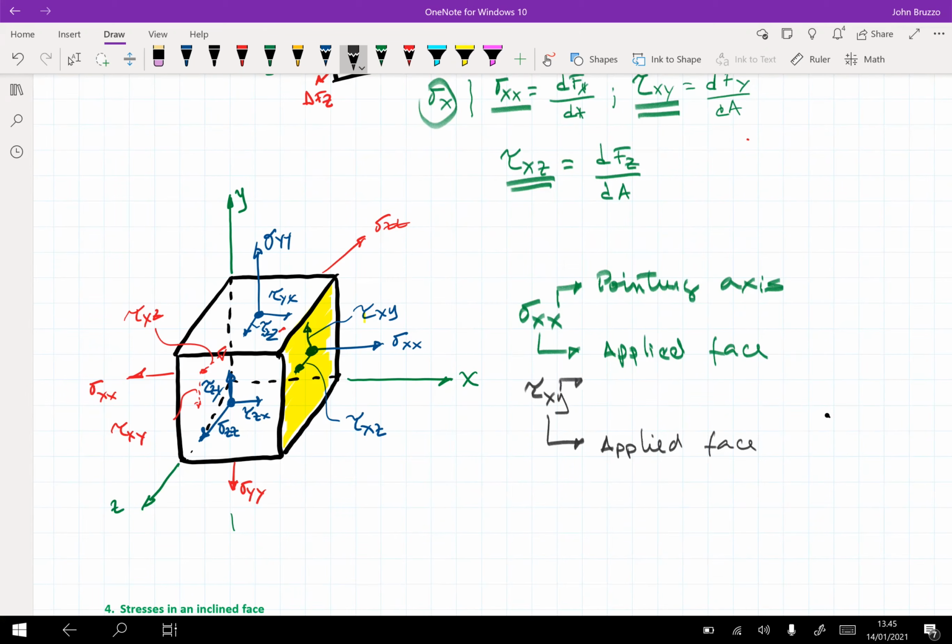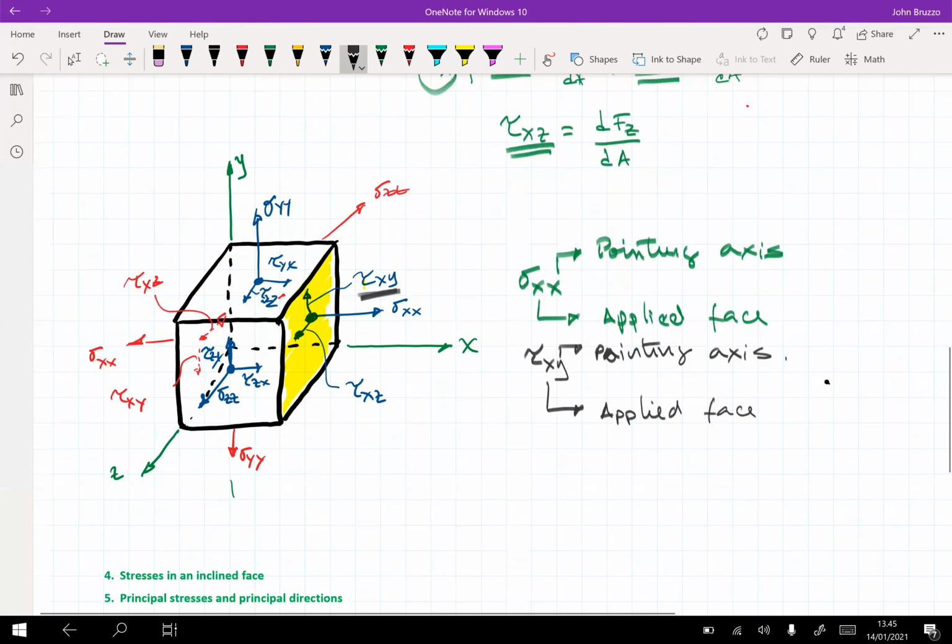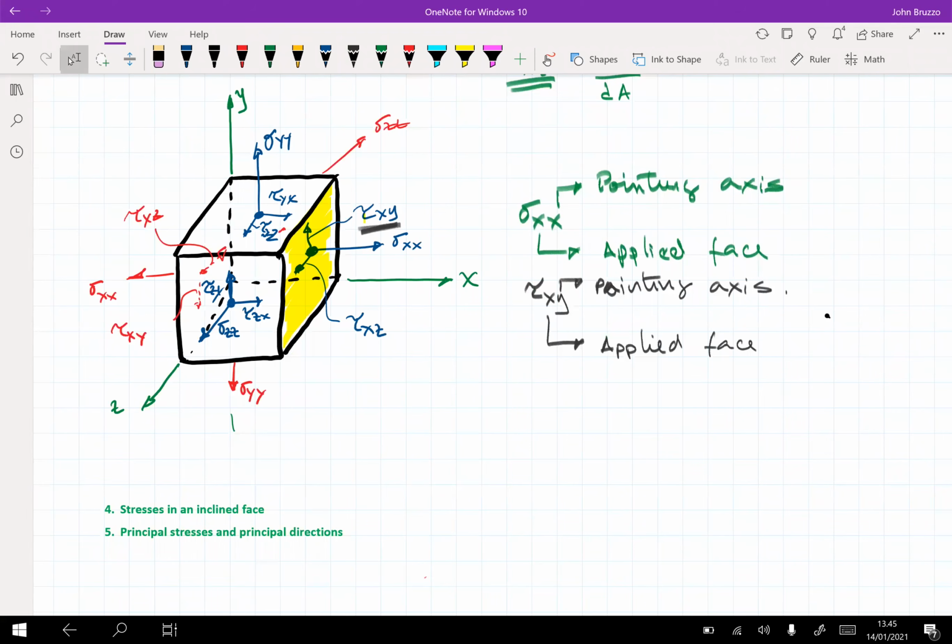Then the second one is the pointing axis. For example, tau yx is located in the X phase, but it's pointing in the same direction as the Y axis. So this is the nomenclature we're going to use. I hope that's understandable, because next I'm going to explain what is a positive stress and what is a negative stress.